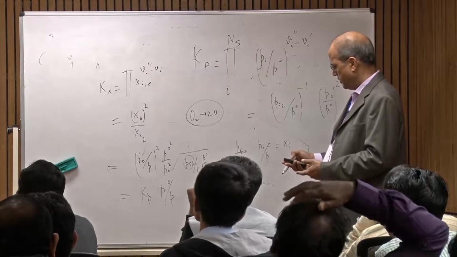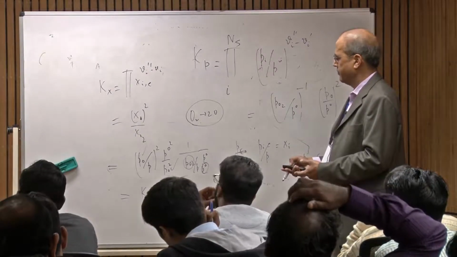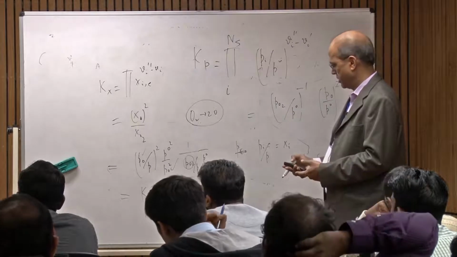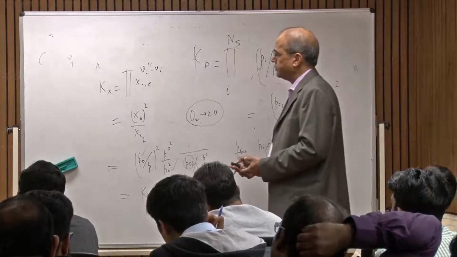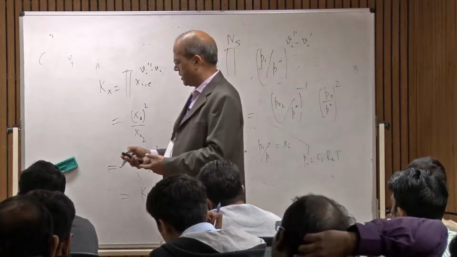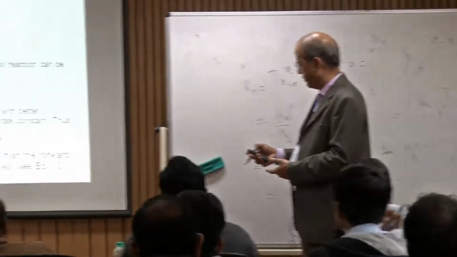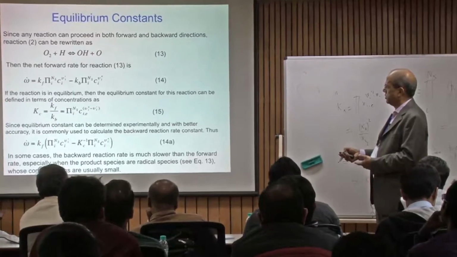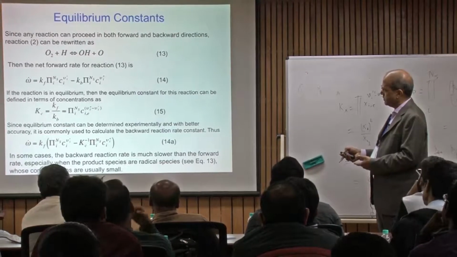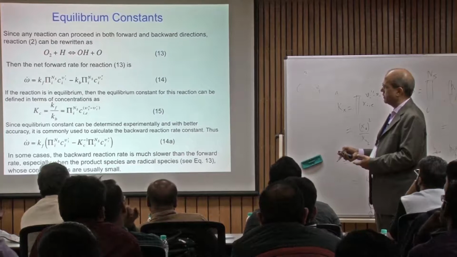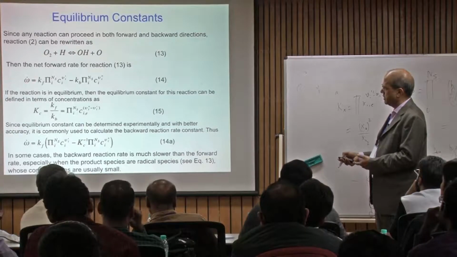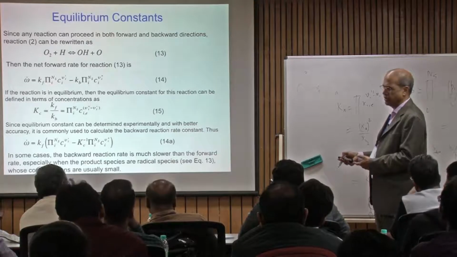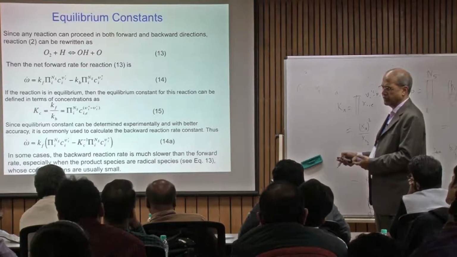Now the question is, how is this relevant for chemical reactions? Now if you consider any reaction, for example, this is one of the very common reactions, O2 plus H giving you OH plus O. So this reaction is going both in the forward and the backward direction. Okay? And then you can write the net rate for this reaction: forward rate, okay, minus the backward rate. Okay.